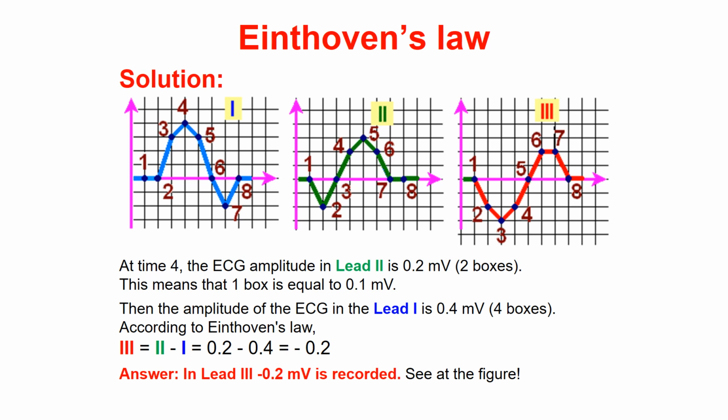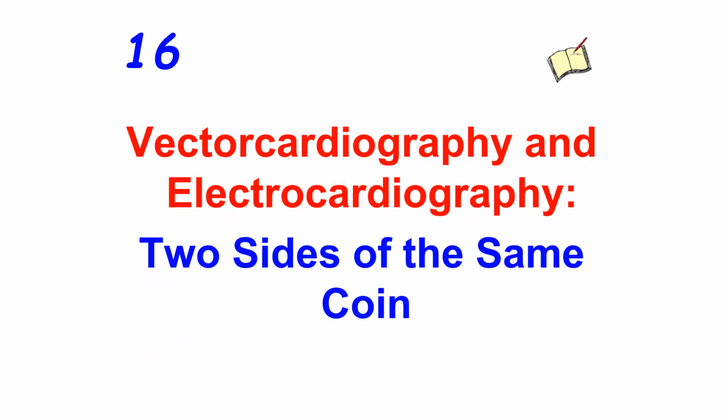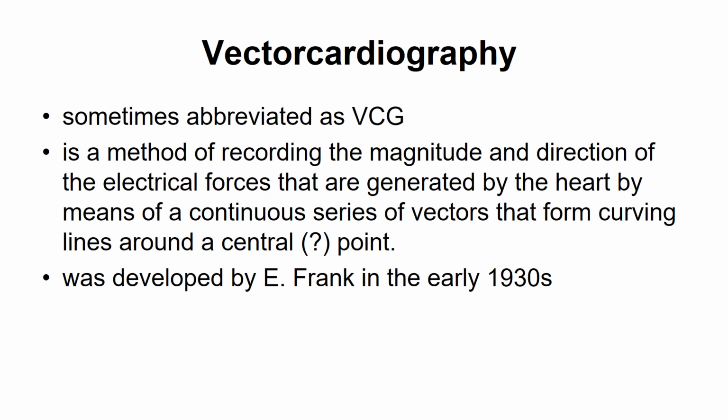See the figure. Vector cardiography and electrocardiography: two sides of the same coin. Vector cardiography, sometimes abbreviated as VCG, is a method of recording the magnitude and direction of the electrical forces that are generated by the heart by means of a continuous series of vectors that form curving lines around a central point. It was developed by E. Frank in the early 1930s.